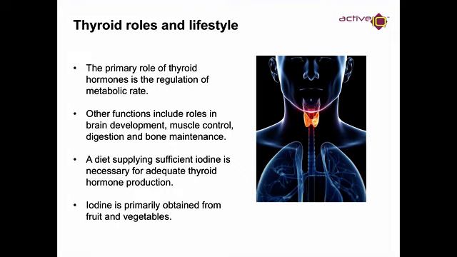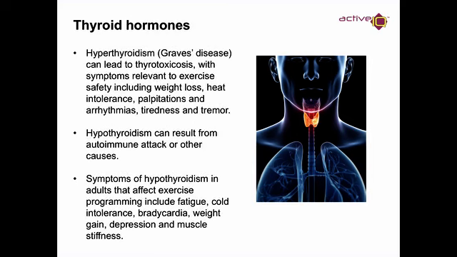And a diet supplying sufficient iodine is necessary for adequate thyroid hormone production. So, you know, doctors may prescribe iodine tablets, or you could look, as a PT, at recommending an increased amount of iodine in the diet. And iodine is primarily obtained from fruit and vegetables. So getting in those fruit and veggies is definitely good for thyroid function.